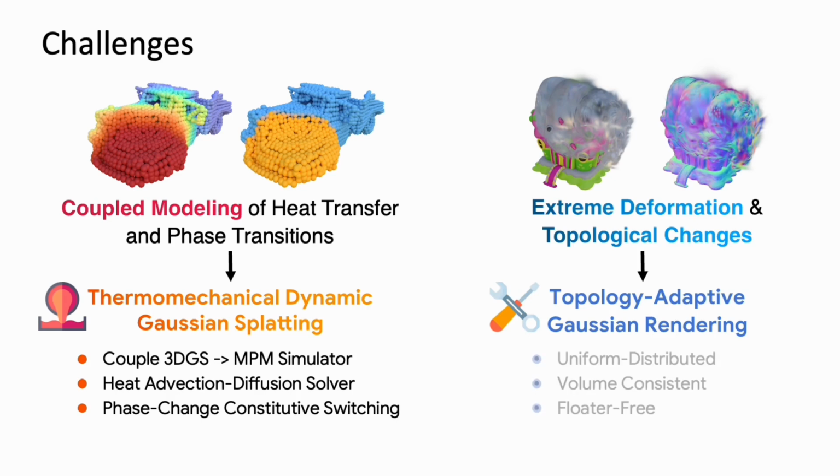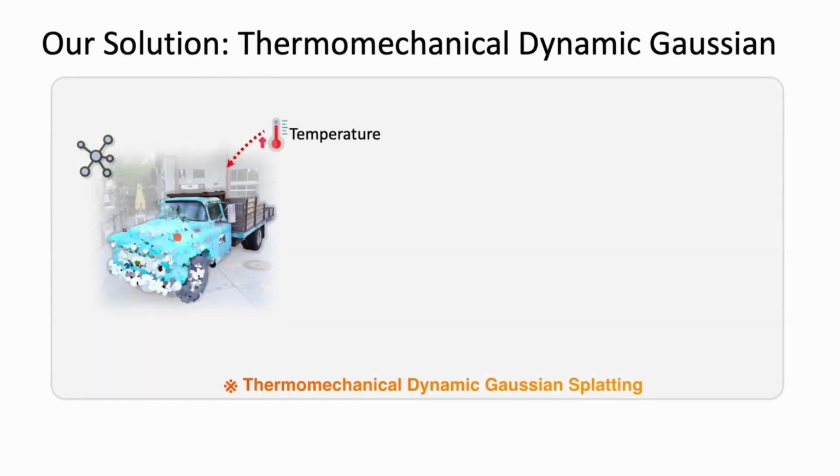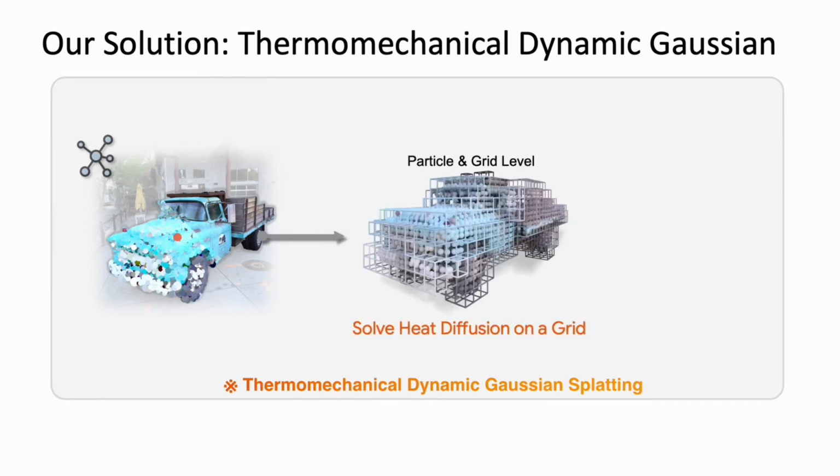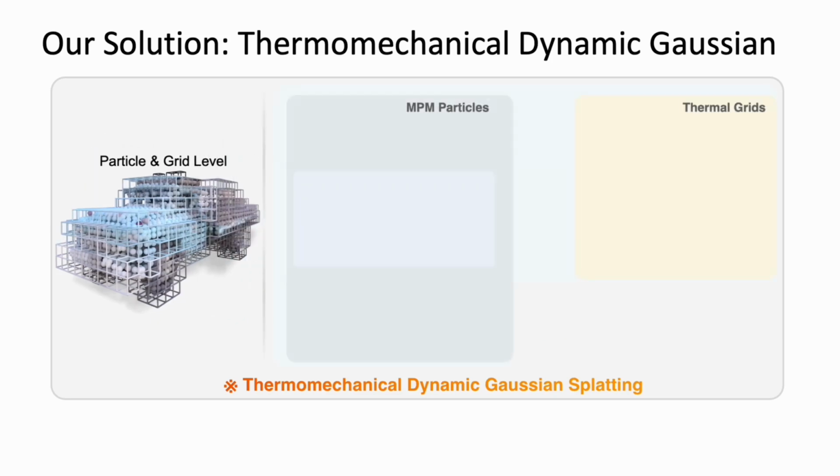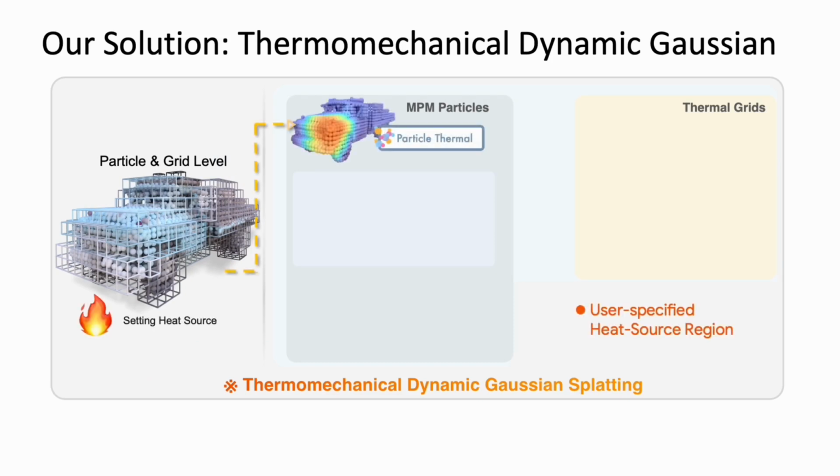To obtain a uniformly distributed, volume-consistent, floater-free 3D GS, we first augment each Gaussian with a temperature attribute. To drive melting, we require a physically grounded evolution of the temperature field. Instead of heuristically editing, we solve heat diffusion on a simulation grid. Building upon the standard MPM framework, we extend the particle and grid states with thermal attributes. User-specified heat source regions define the thermal boundary conditions, providing direct control over where and how melting occurs.